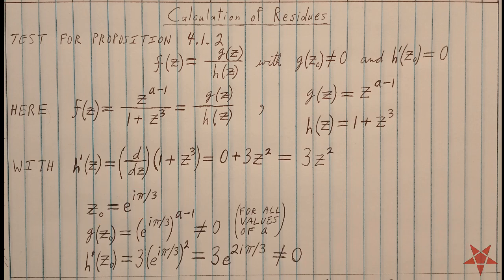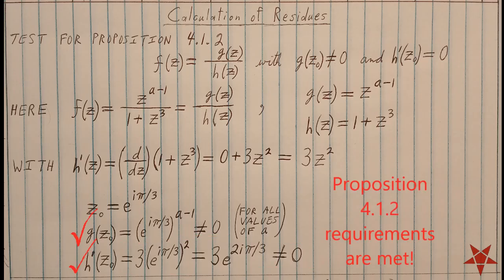Carrying out the required test on g at z naught equals e^(iπ/3) gives us a non-zero value for the function. This is because there is no exponent that may be applied to the current value of z naught that will produce a 0 value. h prime of z naught also works out to a non-zero value, and the requirements for use of Prop 4.12 are satisfied.